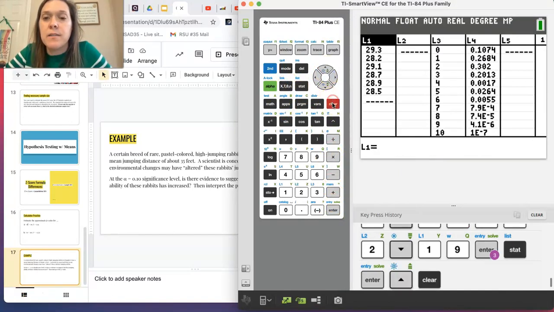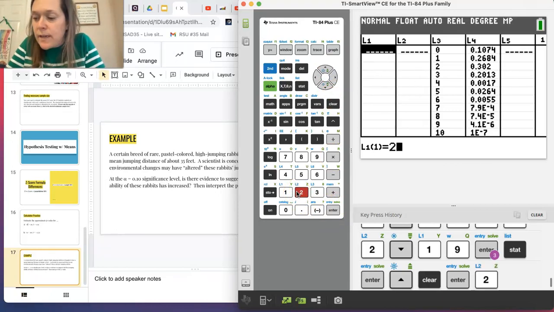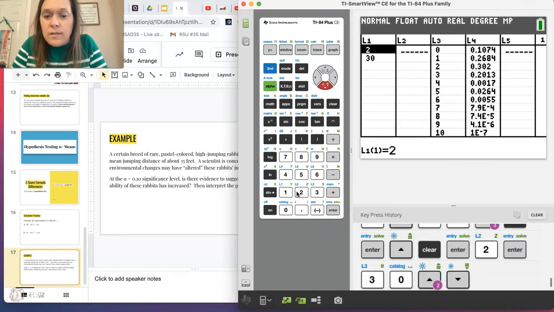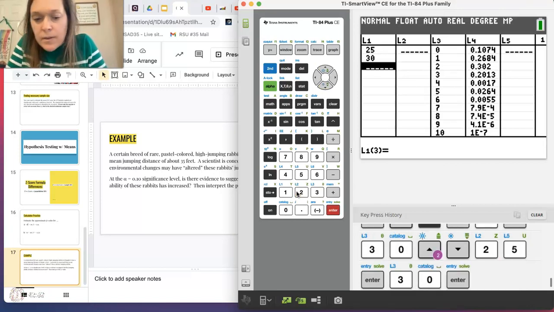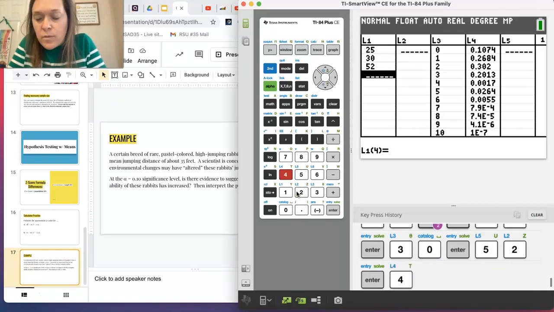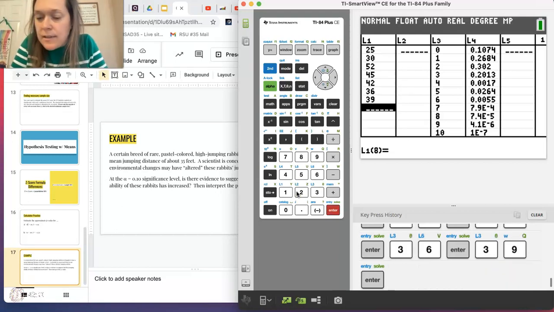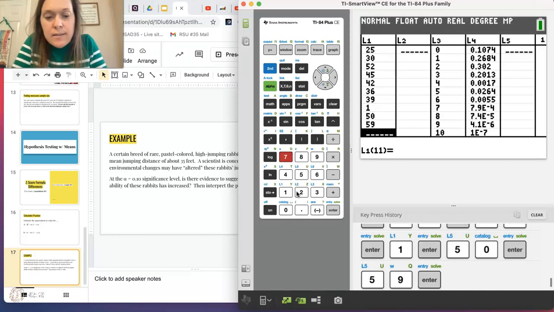So I'm going to clear out my list 1, and I'm going to type in my distances. So 25, 30, what else we had? 52, 45, 42, 36, 39, 12, 50, 59, 73.